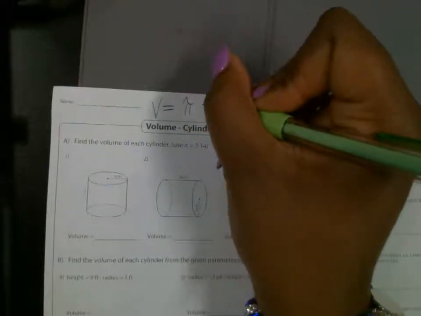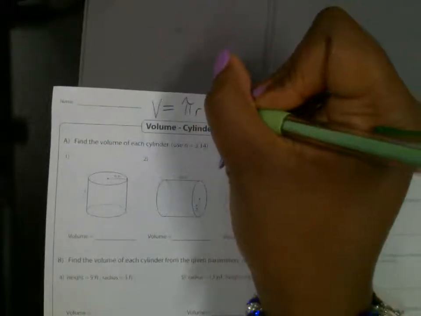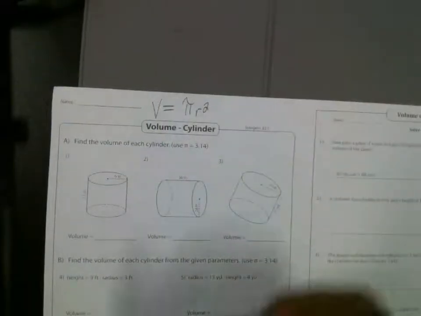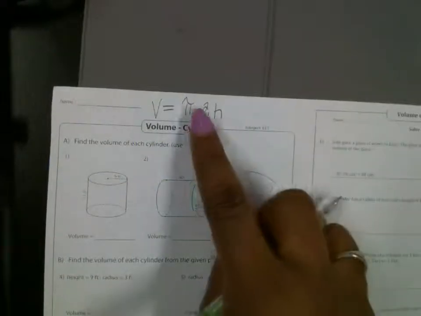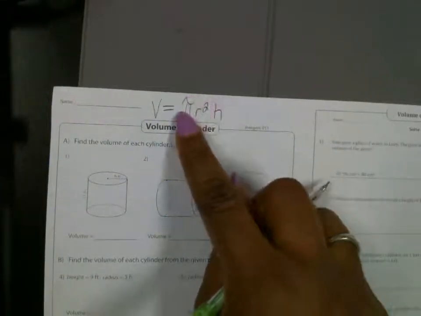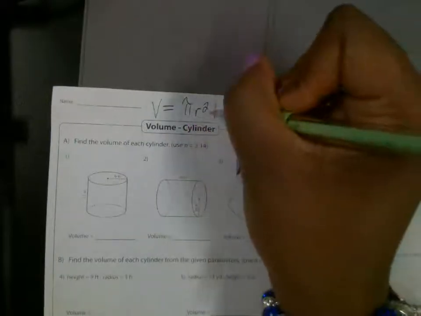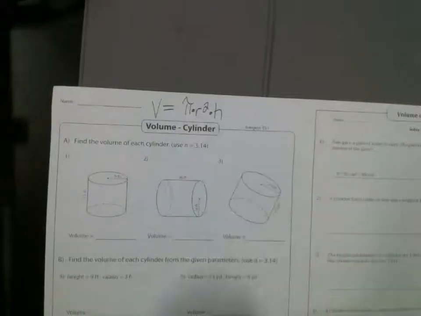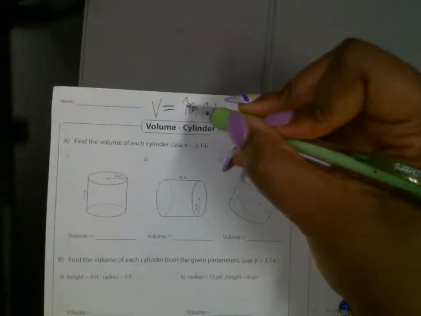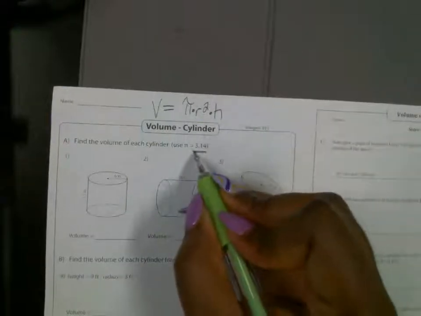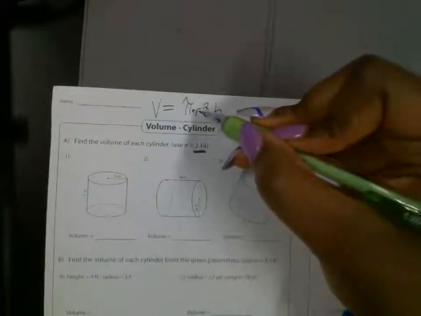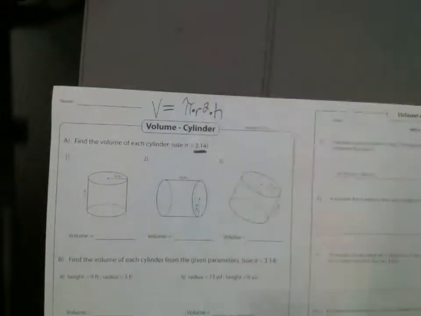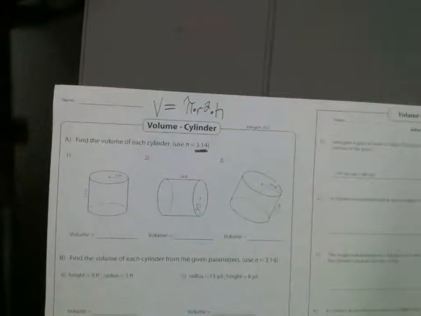Pi R squared times what? Height. Okay. The area of a circle. This is the formula for area of a circle times the height. And if you're not sure what to do, you can put multiplication between these. What number do we use for pi? 3.14. Okay. What does the R stand for? Radius. What does the H stand for? Height. Okay. Any questions about any of this?